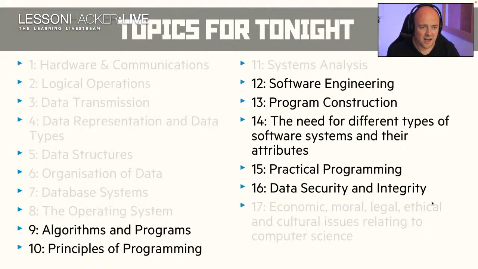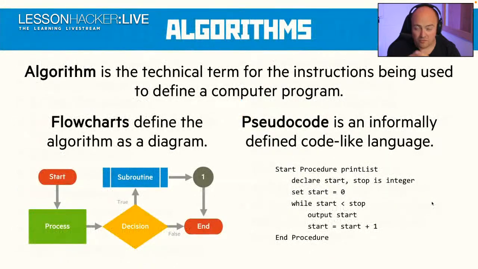Okay, we're getting there. Nine, algorithms and programs. Remembering, algorithms are just a fancy word we use for the instructions being used in order. On the left, you've got flowcharts, with the symbols that we've used before. You should be able to read them. You should be able to write them.